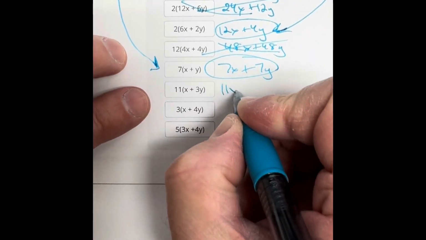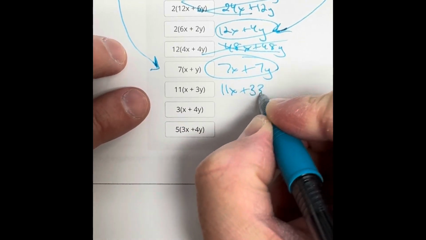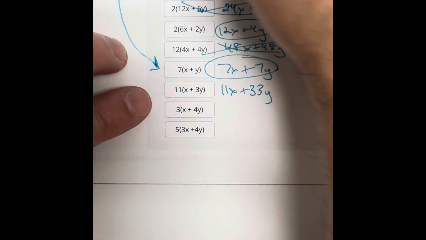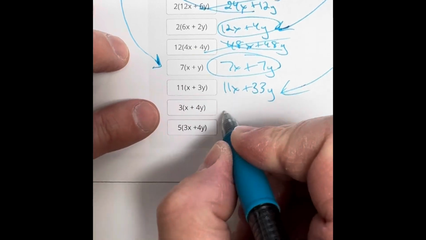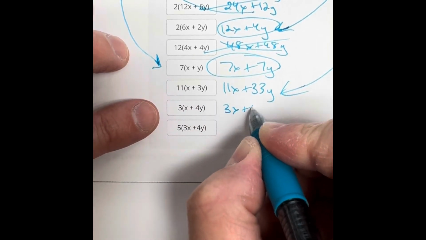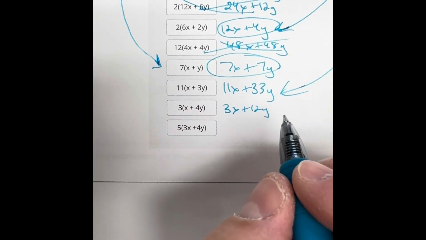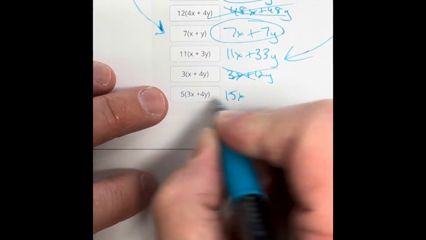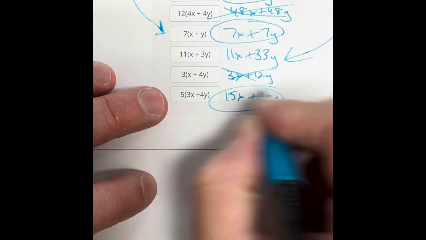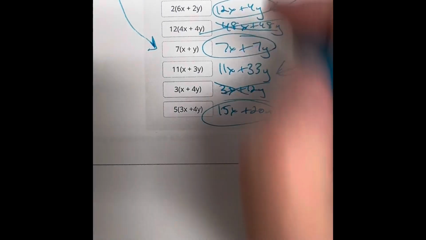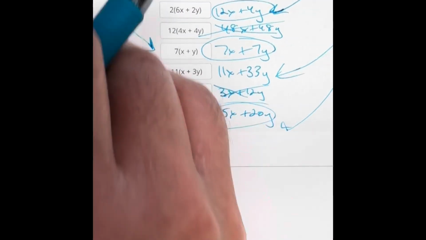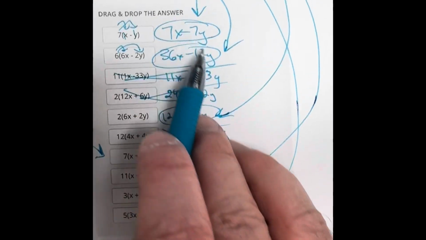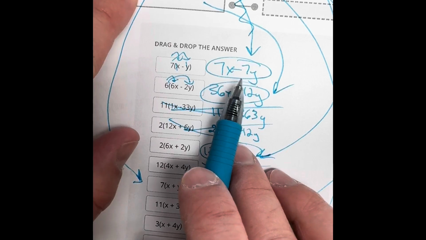11 times x is 11x. 11 times 3y is 33y. Okay, we do have that one. Okay, 3 times x is 3x, and 3 times 4y is 12y. That one doesn't exist up there. And then 5 times 3x is 15x, and 5 times 4y is 20y. Okay, so we've got those answers there. And then we do have a drop down there. So be careful if you have a problem like this on your test. Because I clearly was like, oh, that's a plus, but it's not. Because it's a plus here. That's not a plus. All right, be careful.